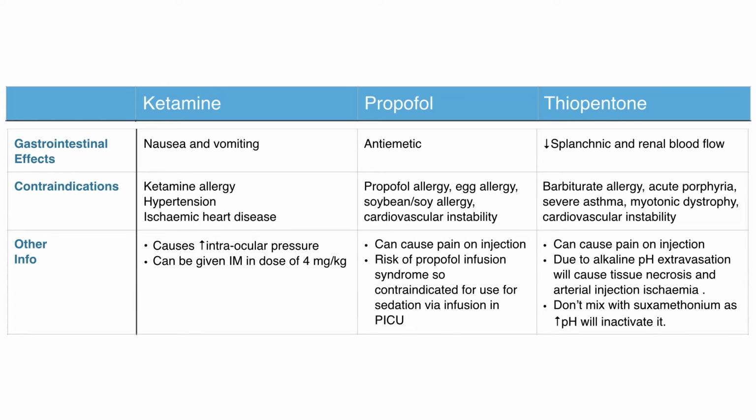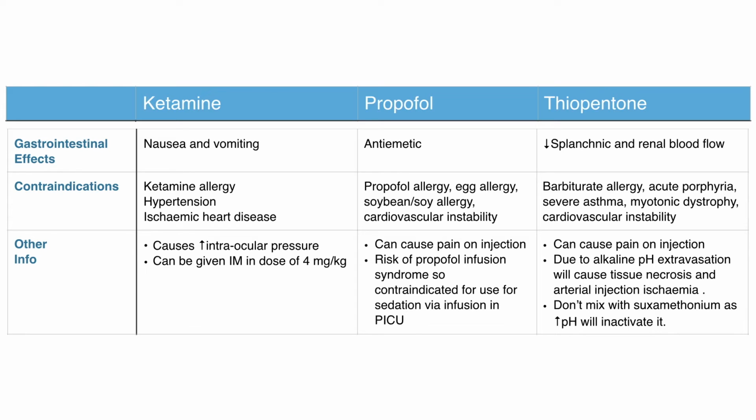Probably the biggest contraindication to both propofol and thiopentone is cardiovascular instability. So if your child is highly likely to decompensate on induction, propofol and thiopentone will probably push them over the edge, so they should be avoided in a cardiovascularly or potentially cardiovascularly unstable patient. Other contraindications to thiopentone, obviously if you're allergic to barbiturates, if you've got porphyria, acute severe asthma, or myotonic dystrophy.